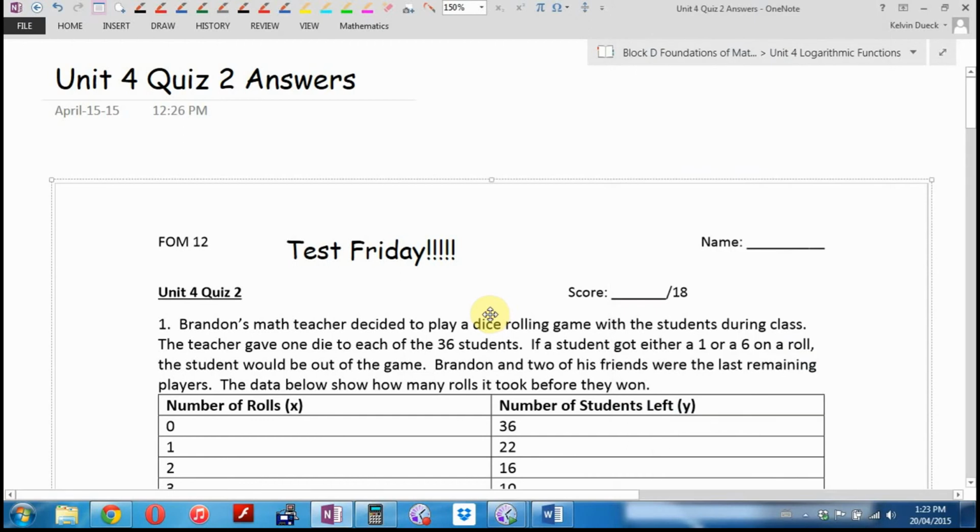So, the test is going to be Friday. We'll start the next unit Wednesday. It looks like the next unit is sort of a continuation of this notion. We're going to be looking at two more families of graphs. Polynomial functions, which includes straight lines and parabolas, which you're familiar with, but we're also going to look at x-cubed graphs. And then we're going to look at sinusoidal graphs, trig functions.